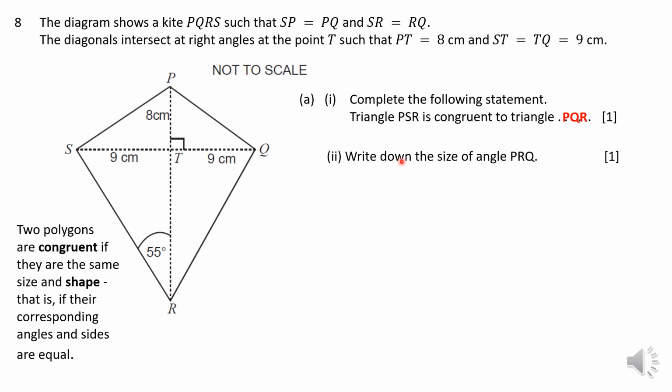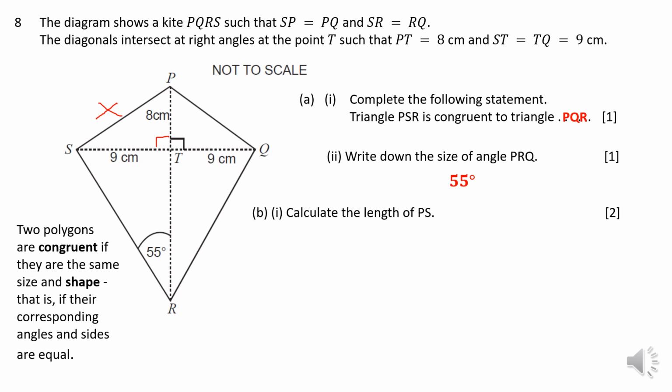Then part 2 says write down the size of angle PRQ, which is this particular angle here, PRQ. What you realize is because these two triangles here are congruent, this particular angle is also going to be 55 degrees. Now they are saying we are supposed to calculate the length of PS. So we have got a right angle triangle here. So you're going to use Pythagoras to calculate this particular value.